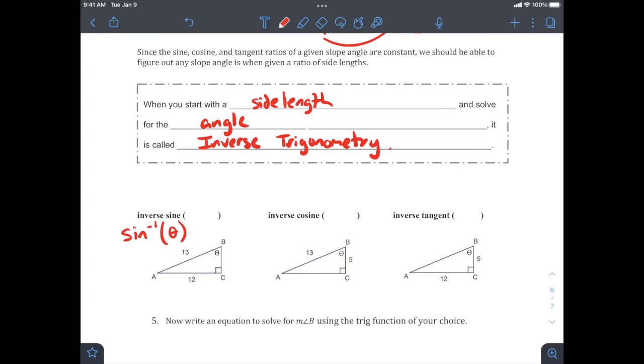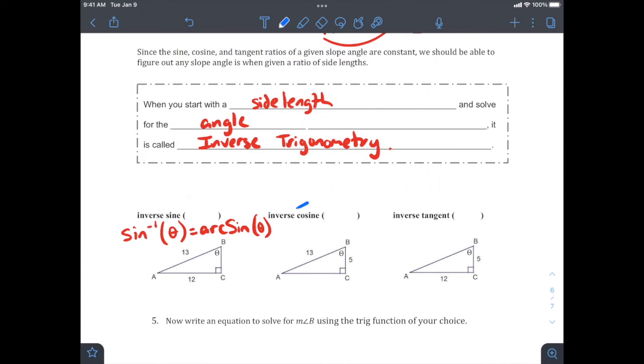This is to represent that it is an inverse, which means it cancels a sine out if we use it in an equation. I'll mention for those of you who might be planning to study higher level math, sometimes this is also referred to as an arc sine of an angle. Those mean the same thing.